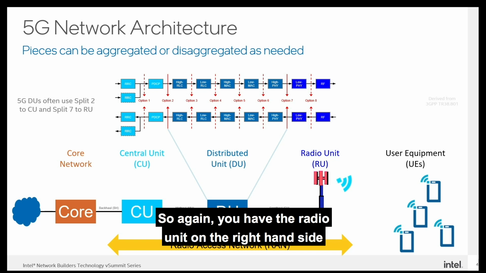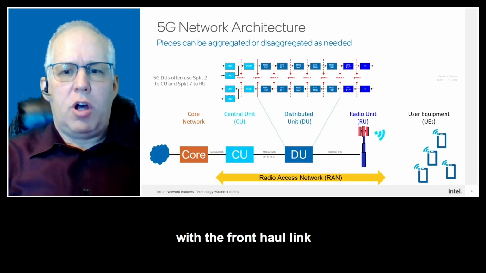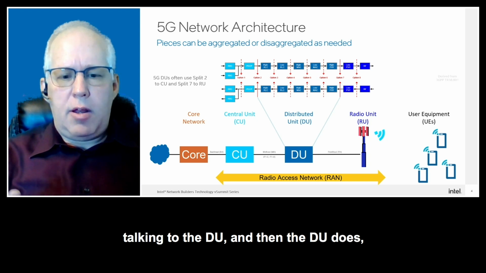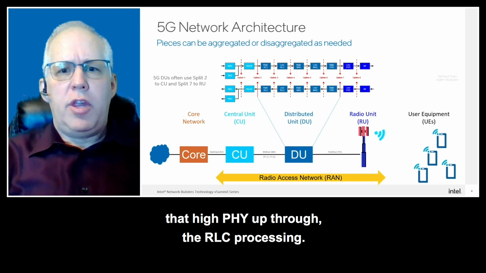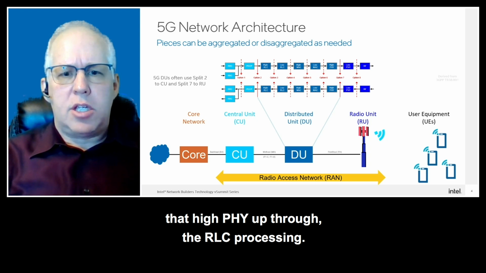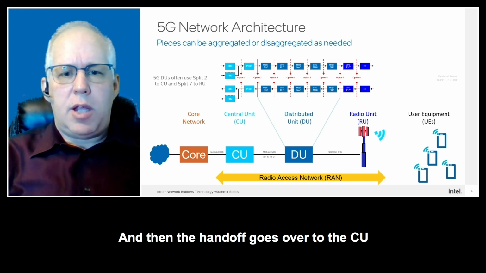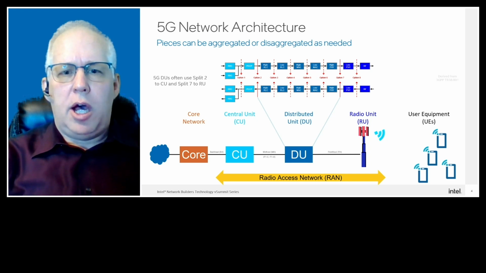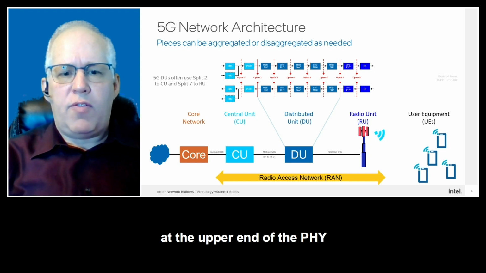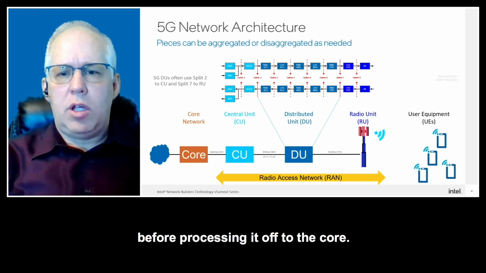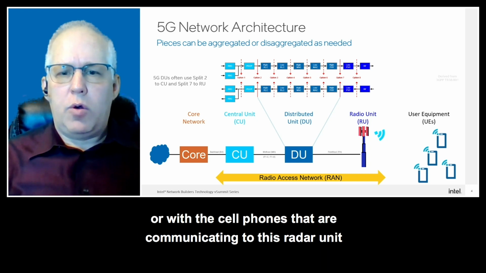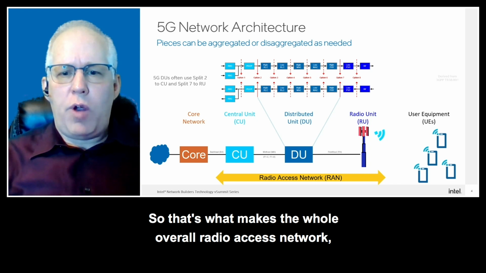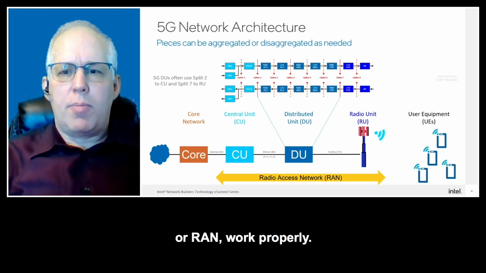So again, you have the radio unit on the right-hand side with the fronthaul link talking to the DU, and then the DU does that higher PHY up through the RLC processing, and then the handoff goes over to the CU, and the centralized unit does the processing at the upper end of the PHY before processing it off to the core. And on the right-hand side, you have the UEs or the cell phones that are communicating to this radio unit. So that's what makes the whole overall radio access network, or RAN, work properly.